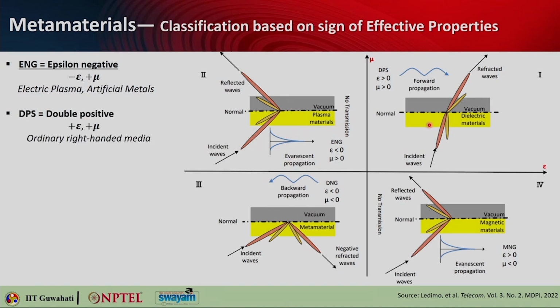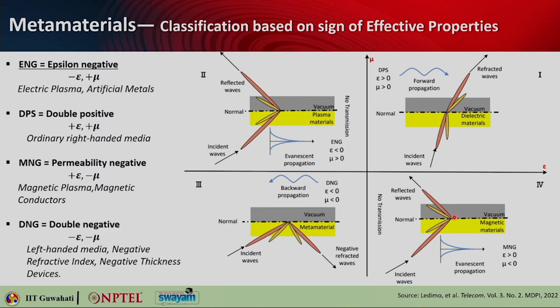Then you can go to DPS, that is the double positive. Double positive is basically all transparent dielectrics, or you can say all ordinary right-handed media. This is what we have seen from our childhood, so there is nothing new here. Light comes, gets refracted, and so on. Now negative permeability is this one. These two cases are typically the same. The only thing is that here it has to be some magnetic material, or ferrites. So magnetic plasma or magnetic conductor can behave like this, although there is no optical material that can give you this kind of feature at optical frequencies.